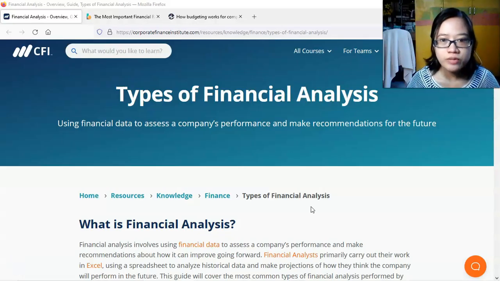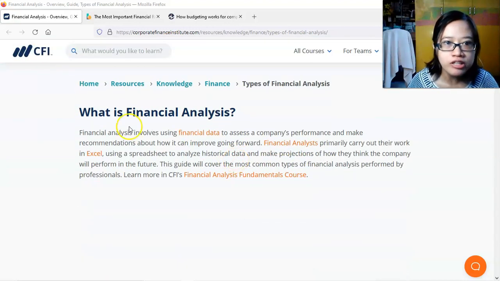Hello, so this is for the subject investment and portfolio management. And the topic for this one is the types of financial analysis. So we have here an article from corporatefinanceinstitute.com. Okay. So for the introduction, what is financial analysis?